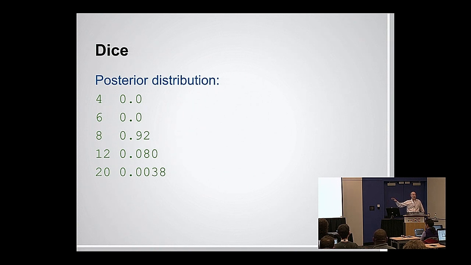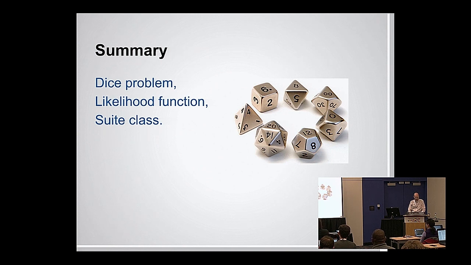Now, all of this is subject to change. I've rolled this die 6 times. Let's say that I roll it one more time and I get a 15. All of a sudden, your beliefs would change radically. The 20-sided, let's see, 4, 6, 8, and 12 are now out. And the 20-sided die now has a posterior probability of 1. Okay. So that is the dice problem. Let me just see if there's anything else I was going to say about that. No. Questions? Good so far?